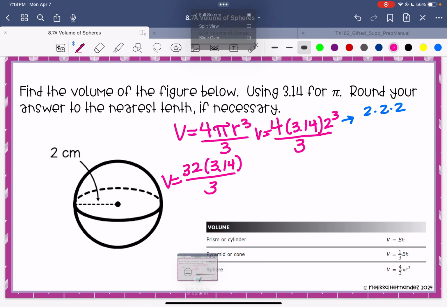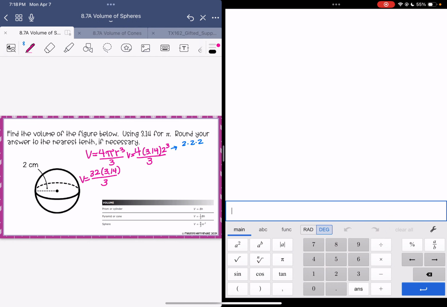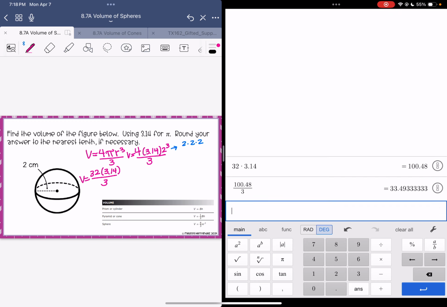So I'm going to split my screen to get my calculator out, which kind of hogs up a lot of my screen, but that's okay. Now I'm going to do 32 times 3.14, which gives me 100.48. I'm not going to round until the end. Divide by 3. And that gives me a volume of 33.49. I stopped there because we're rounding to the tenth place. 4 is in the tenth place, so that's going to go up to 5, because 9 is greater than 5, so it's 33.5 cubic centimeters.